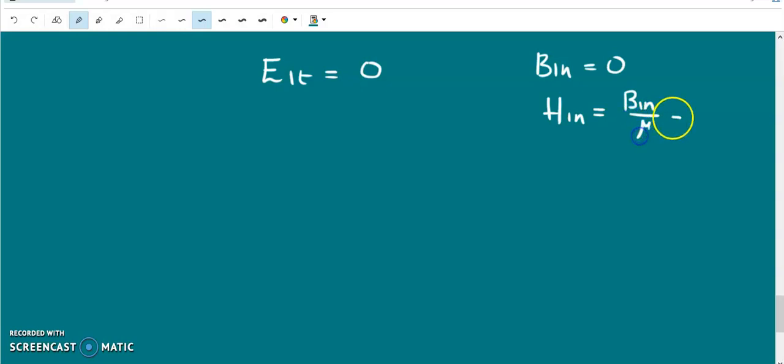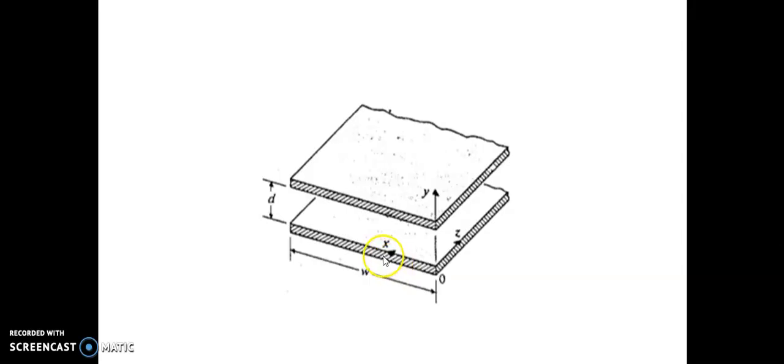But here we are writing the boundary conditions in terms of E and H. So, we have seen E1 tangential is equal to 0 and B1 normal equal to 0. When B1 normal equals 0, H1 normal, which is B1 normal by mu, is also equal to 0. So, at the boundaries, E1 tangential and H1 normal should be equal to 0. This one is the x-axis, this one is the z-axis, and this one is the y-axis.